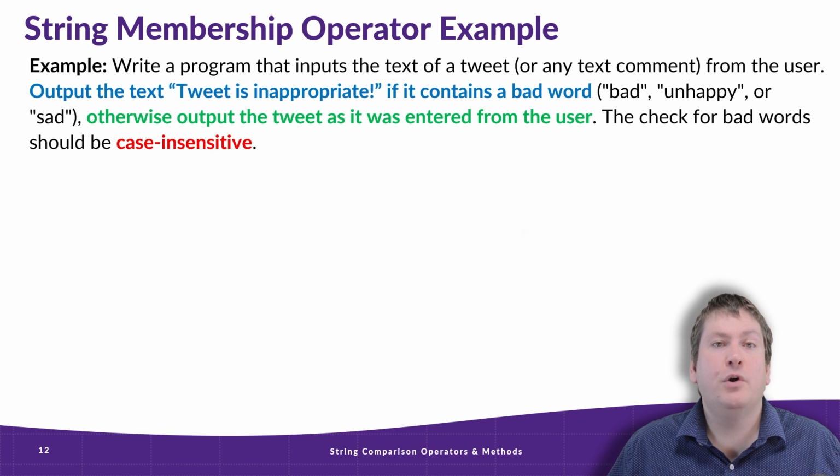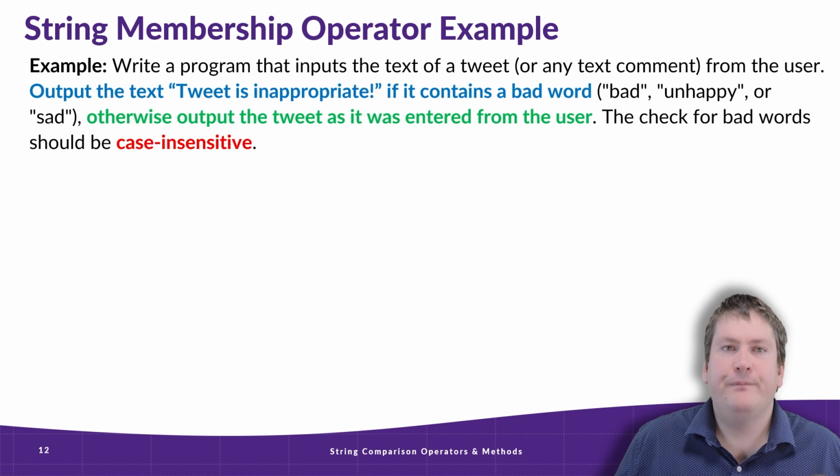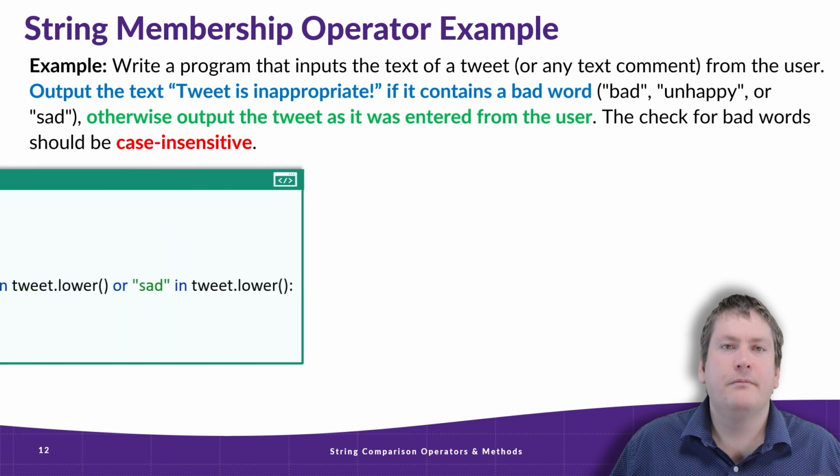And the check for bad words should be case insensitive. So if these bad words occur anywhere at all in the string, we want to output "tweet is inappropriate." Otherwise, we want to output the tweet. So what would this code look like?